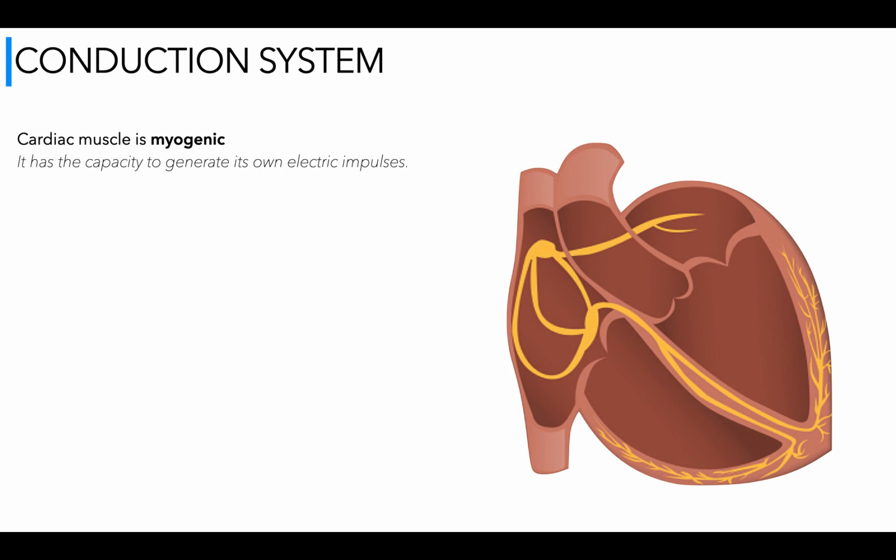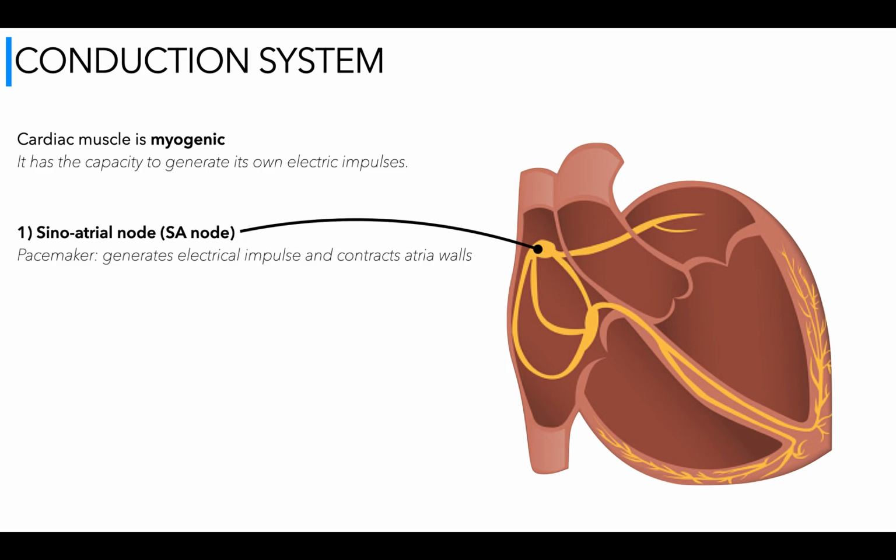Before we learn the system, let's take a look at the key parts of the conduction system. The first one is the SA node, the sinoatrial node, and this is known as the pacemaker. This is the one that generates these impulses I just mentioned, and these impulses will travel through and contract the atria walls. That's the SA node.